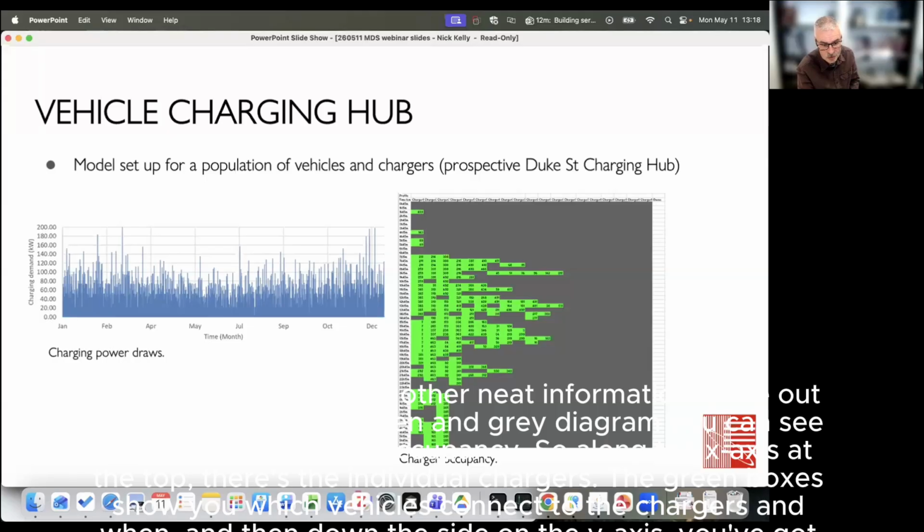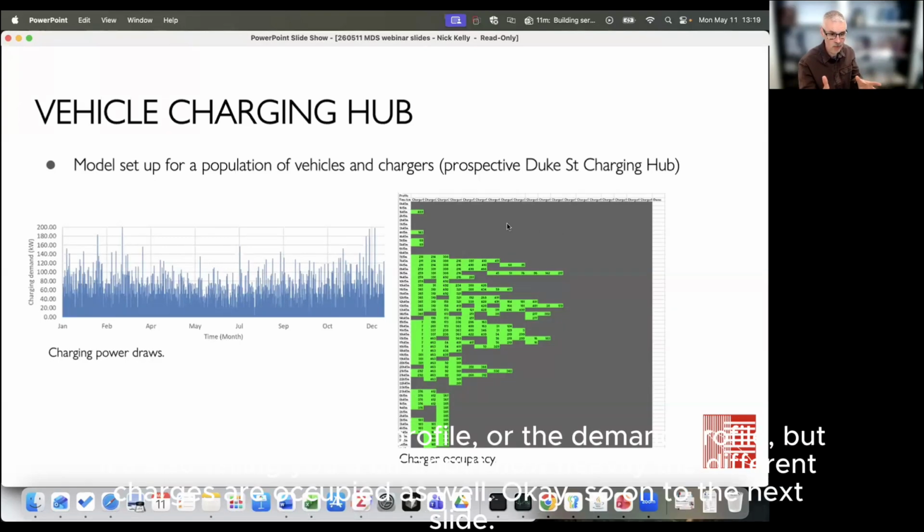You can get other neat information out of it. That green and grey diagram you can see there is charge point occupancy. Along the x-axis at the top, there are the individual chargers. The green boxes show you which vehicles connect to the chargers and when, and down the side on the y-axis, you've got the time. So it's generating that charge profile, or the demand profile, but it's also telling you a bit about how heavily the different chargers are occupied as well. Okay, on to the next slide.